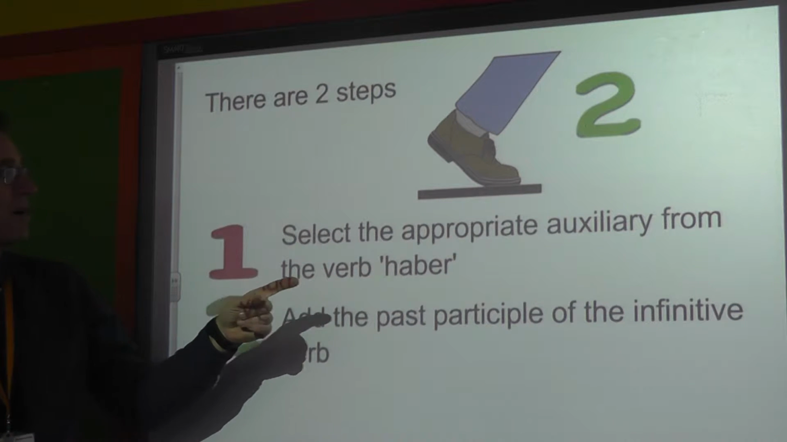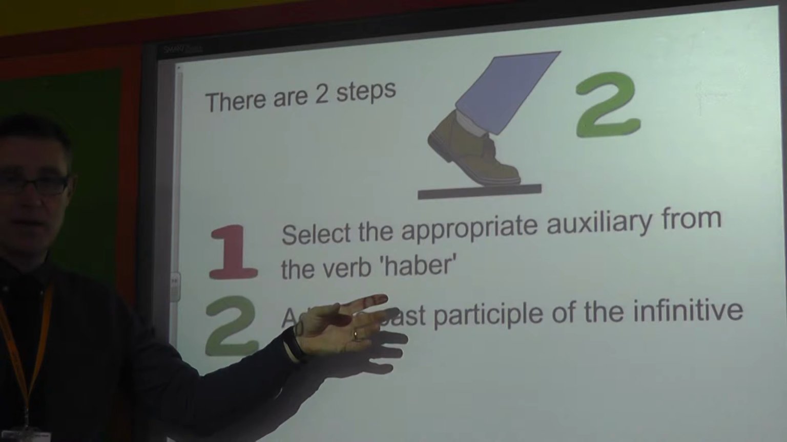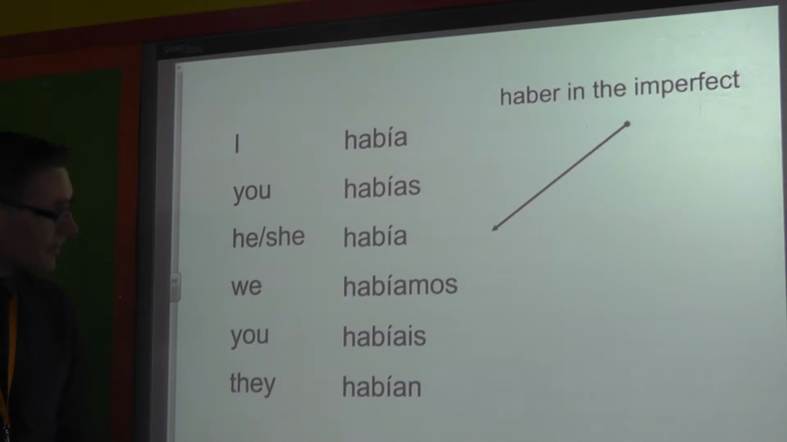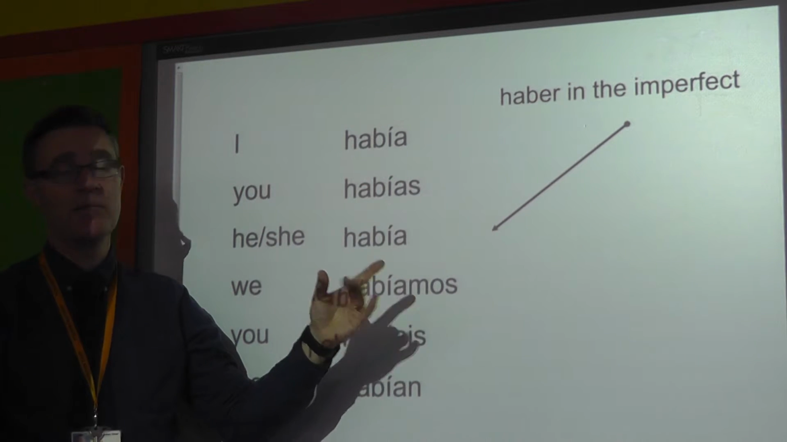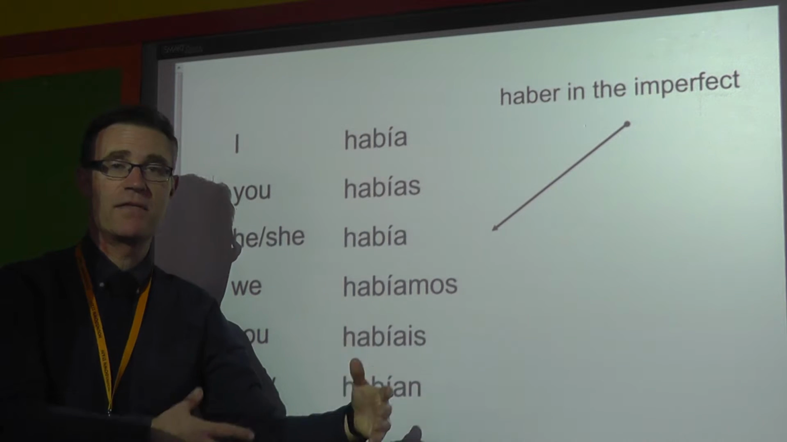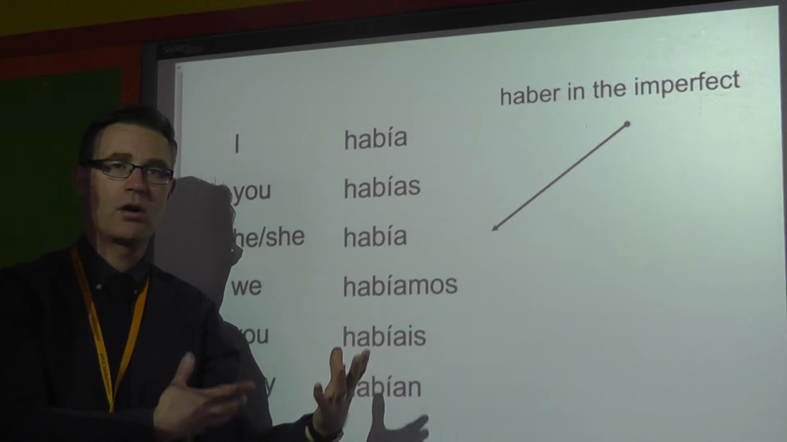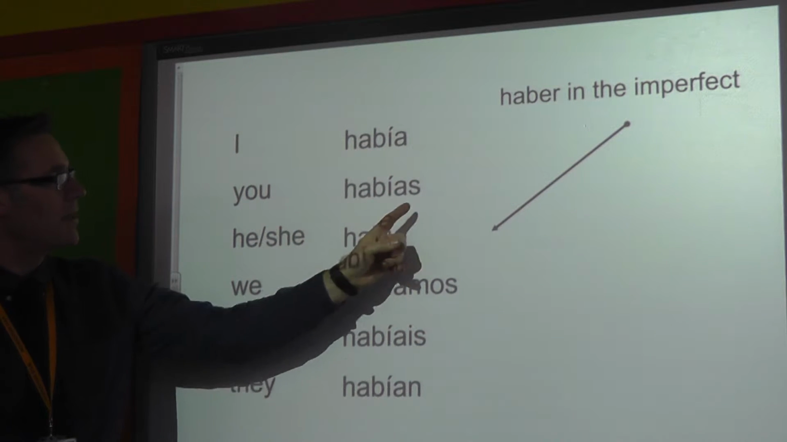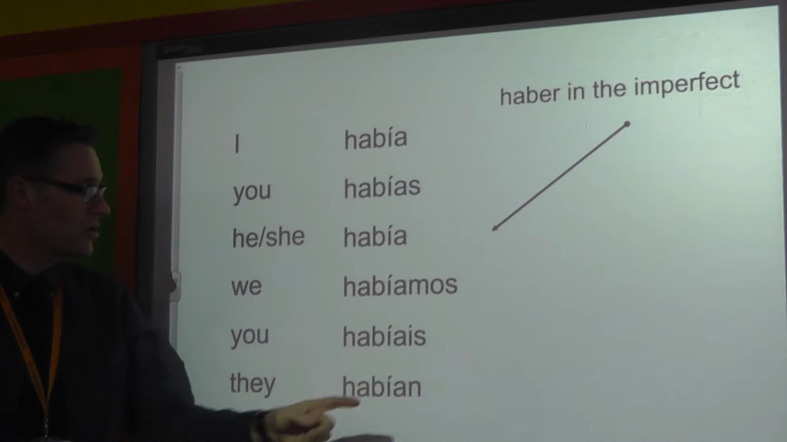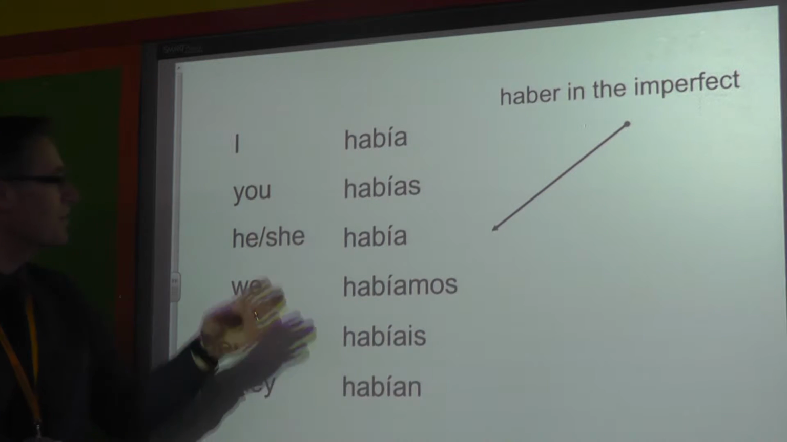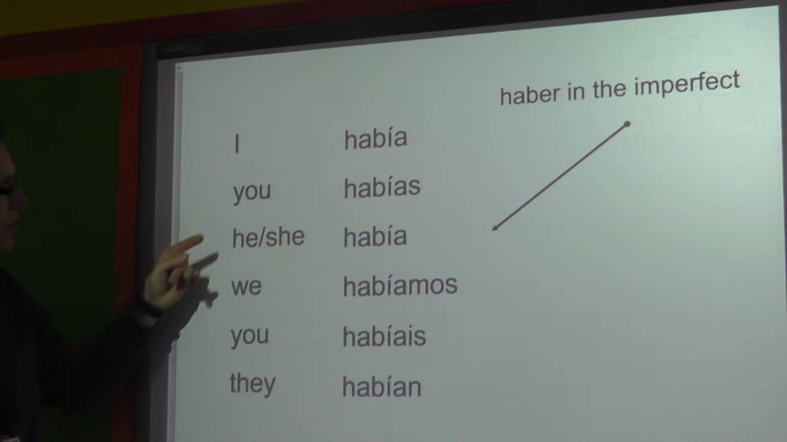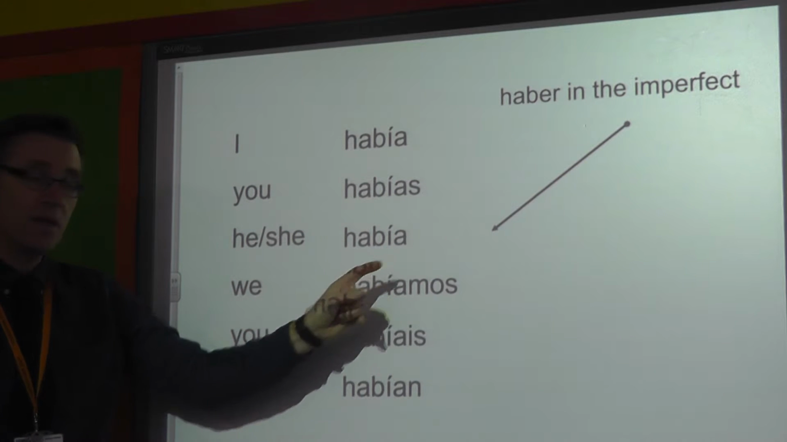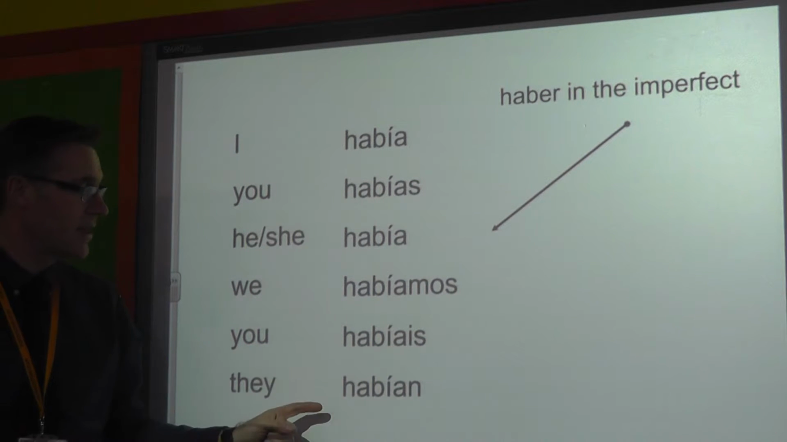Okay, so there are 2 steps. Step 1, select the appropriate auxiliary from the verb haber. Step 2, add the past participle of the infinitive verb. So this is haber in the imperfect. As you can see, it's an ER verb. Again, if you've looked at my work on the imperfect tense, you'll see these endings are quite familiar. Había, habías, había, habíamos, habíais, habían, matching the subject pronouns I, you, he, she, we, you, they that we're familiar with.